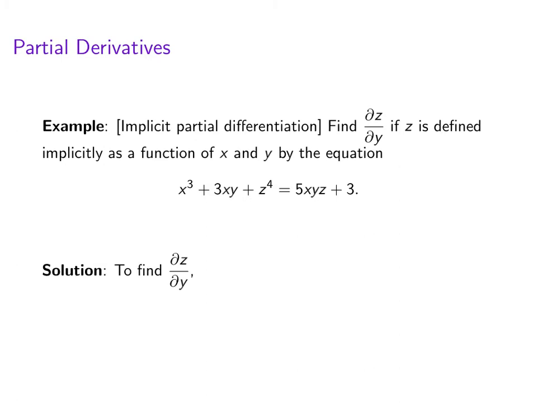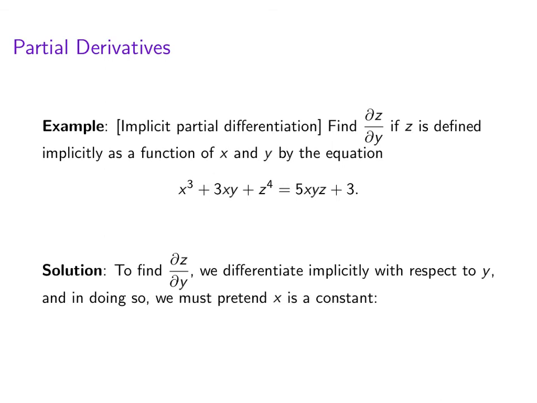So in order to find dz by dy, we're going to differentiate implicitly with respect to y. And when we do that, we'll pretend that x is a constant. So the first term that we differentiate, which is x cubed, that disappears. The next term we differentiate, 3xy, we're differentiating with respect to y, so it becomes 3x. This term turns into this.